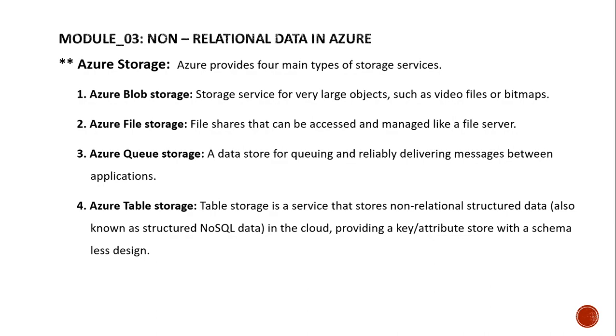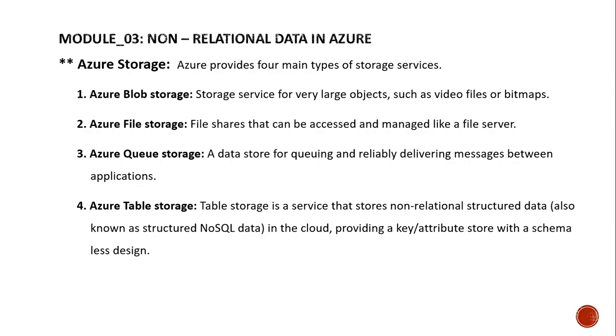So, first we have here is Azure storage. Azure provides four main types of storage services. So, first one is the Azure Blob Storage. It is a storage service for very large objects such as video files or bitmaps. And the second one we have is Azure File Storage, which can be accessed and managed like a file server. So it is a network file system basically, which can be used by several machines at the same time.